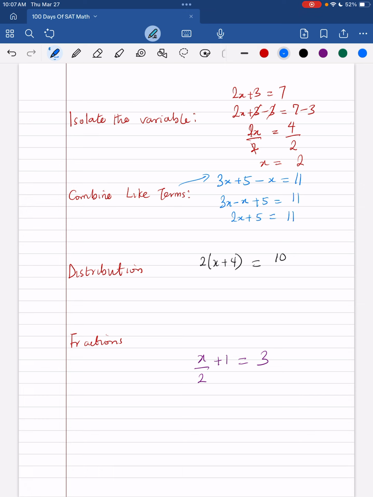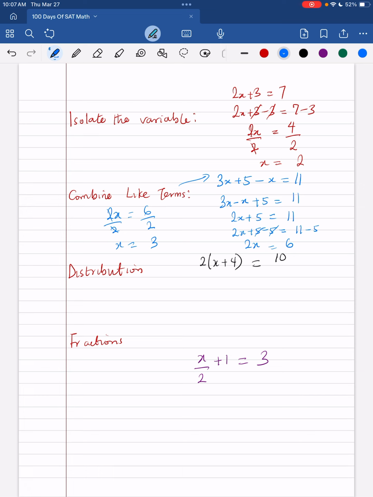Then you can now isolate the variable as you learned here, in this case, by subtracting 5 to undo the addition of 5 here. So if we subtract 5, we have 2x plus 5 minus 5 equals 11 minus 5. And you have 2x, this cancels out, equals 6. Then you can now divide through by 2 to undo the multiplication of 2 times x. Then you have x equals 3. So that's how you combine like terms.